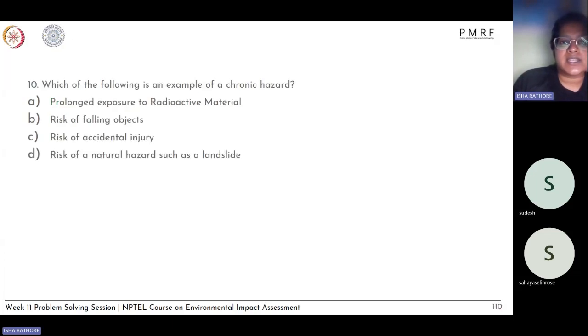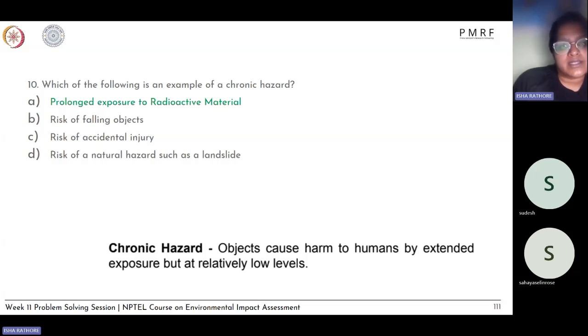So which of the following is an example of a chronic hazard? A, prolonged exposure to radioactive material. B, risk of falling objects. C, risk of accidental injury. Or D, risk of a natural hazard such as a landslide. Okay, we have an answer A. So A is the correct answer.